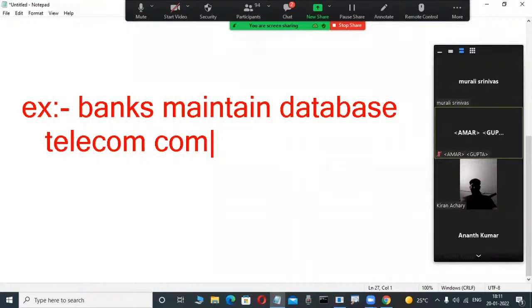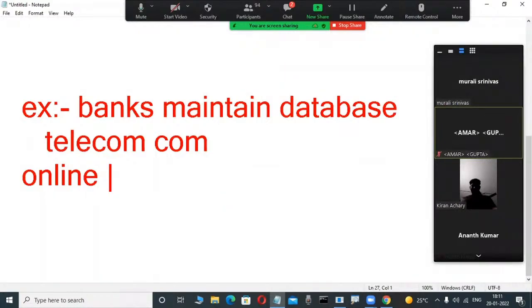Suppose so many people nowadays are purchasing items through online portals like Flipkart and Amazon. Those shopping portals also maintain databases. Because when you purchase an item, how is the order number generated? Some database application is there, through the auto increment concept.